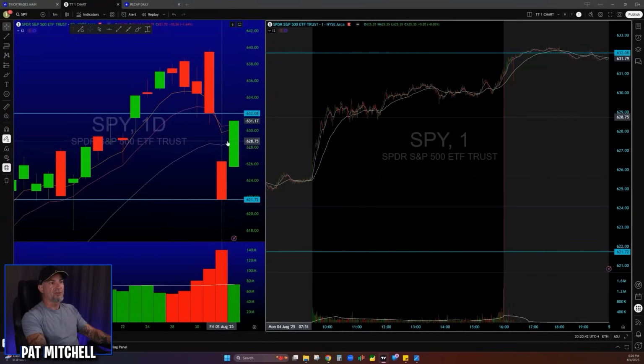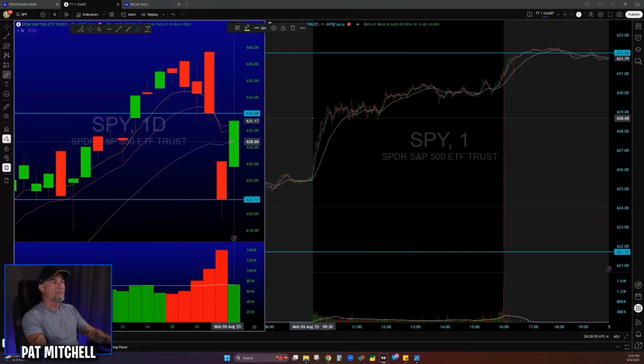One of the trade plans surrounding the trade here was on SPY. So SPY came up directly into the 20 SMA. You can see it right here on the daily. Okay. So right there is the 20 SMA.